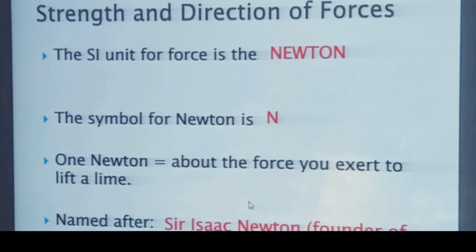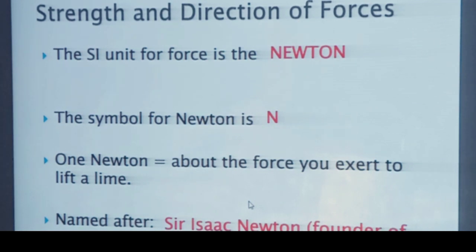Now, as we know, force is a vector quantity, and it is a derived quantity as well. Why is it a vector quantity? Because it needs a direction for its complete representation or specification. The SI unit for force is the Newton and it is represented by capital N.